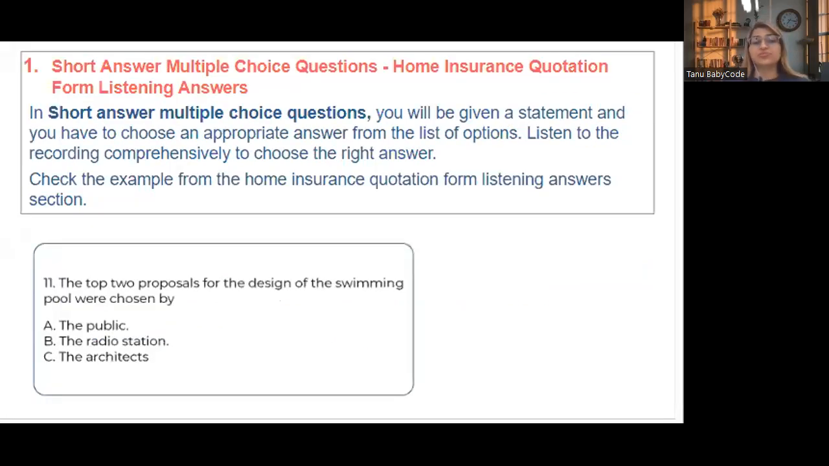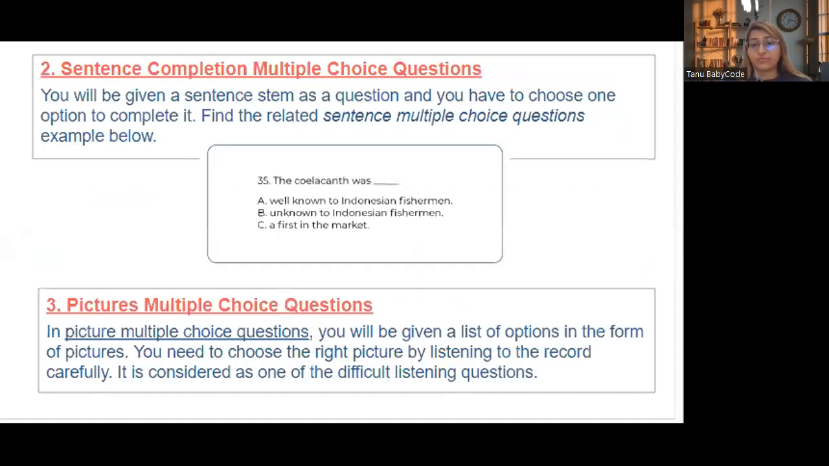Now see the first one, short answer questions. Here you will be given a statement and you have to choose the appropriate answer from the options. You can see the example here. There is a statement and then you have three options, so you have to select one. Second is the sentence completion MCQ. Here you will be given a sentence as a question, and you have the options to complete it. So you can see question 35 and then you have three options to complete it.